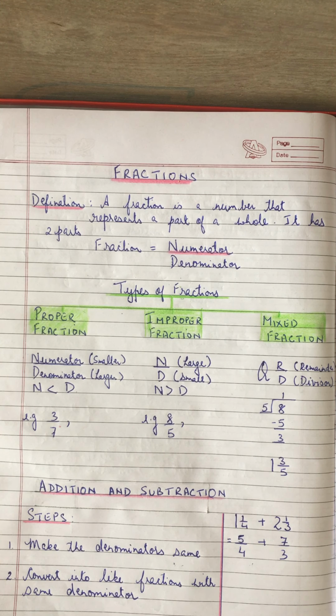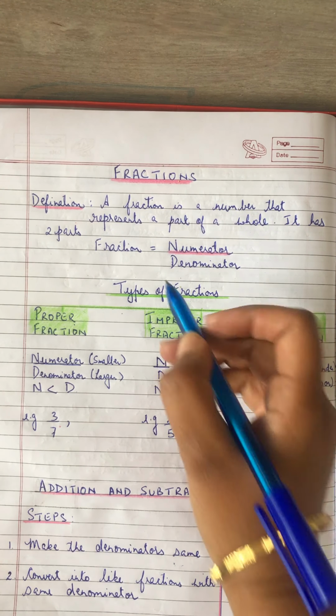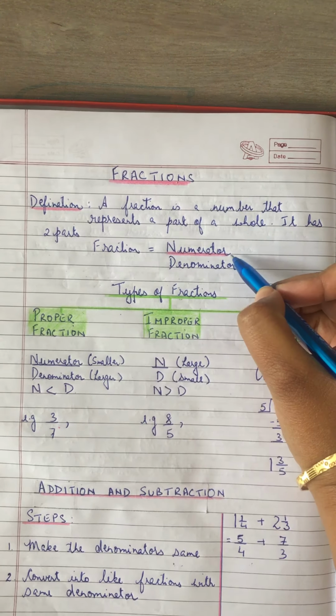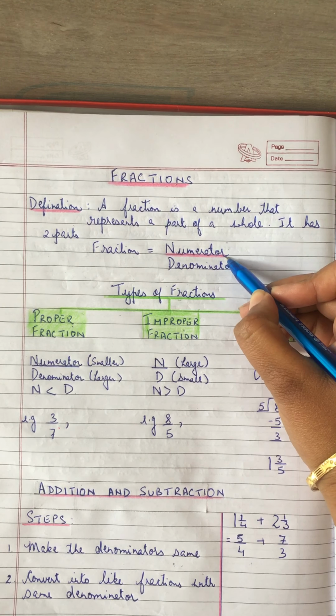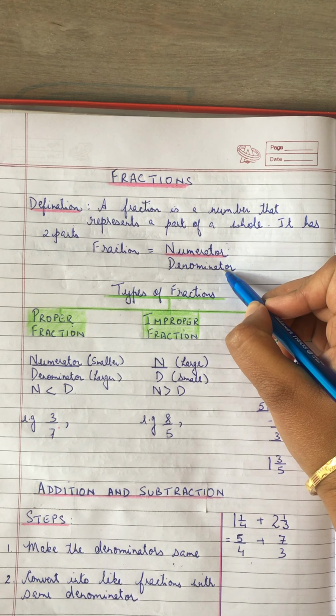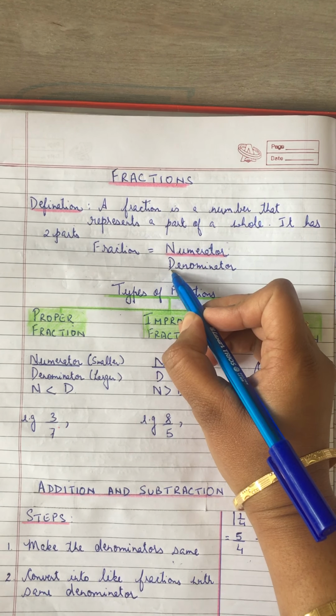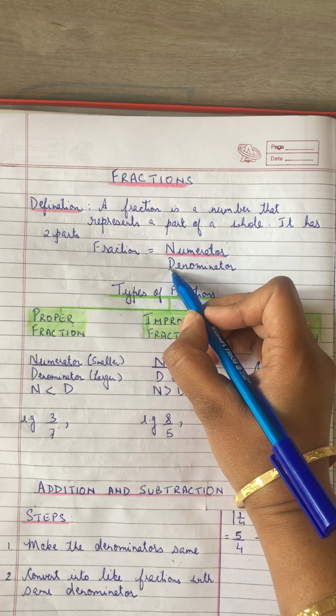Today we will be discussing fractions. As you already know, a fraction is a number that represents part of a whole. A fraction has two parts. The number written above the line is called the numerator and the number written below the line is called the denominator. A shortcut for remembering: D for down. So the number which is written down is for the denominator.